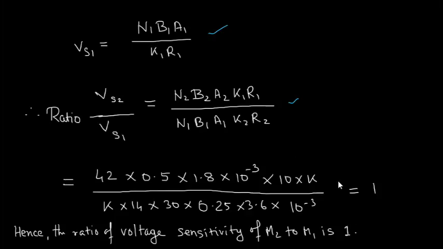Putting the values, we get 42 multiplied by 0.5 multiplied by 1.8 into 10 to the power minus 3 multiplied by 10 multiplied by K upon K multiplied by 14 multiplied by 30 multiplied by 0.25 multiplied by 3.6 multiplied by 10 to the power minus 3 is equal to 1. Hence the ratio of the voltage sensitivity of M2 to M1 is 1.